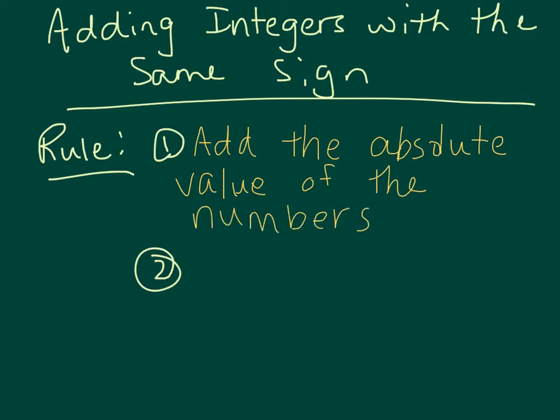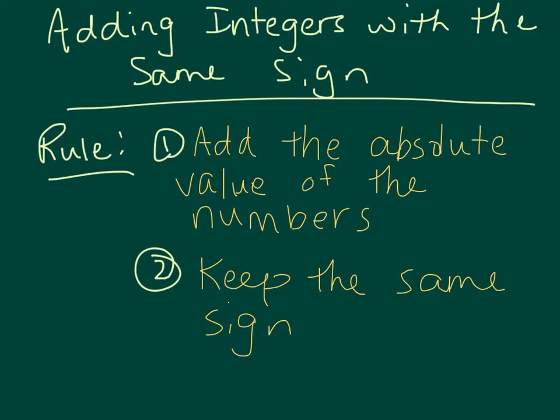Who cares if they're positive or negative? We're just going to add the absolute value of them together. And then we are going to keep the same sign. So if they were both positive, we keep our answer positive. If they're both negative, we keep our answer negative. Let's look at some examples.